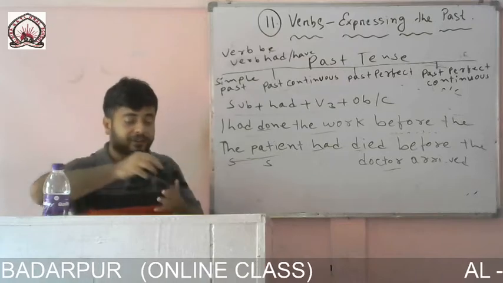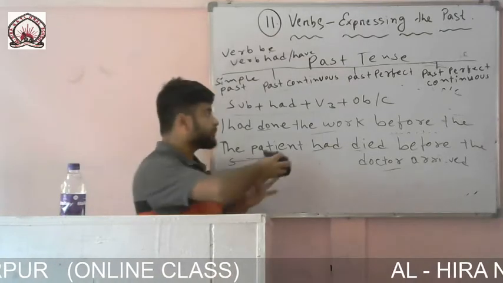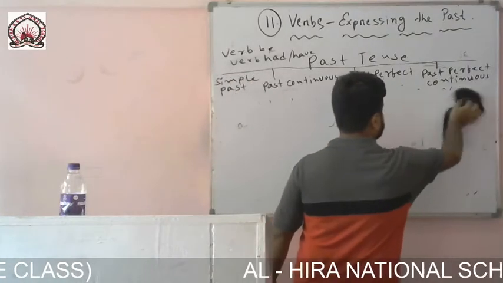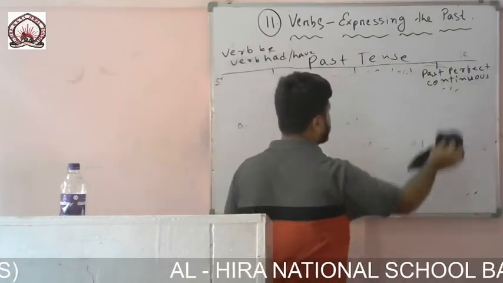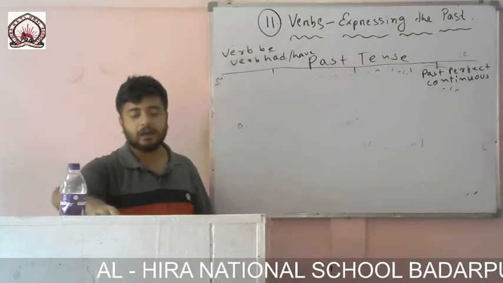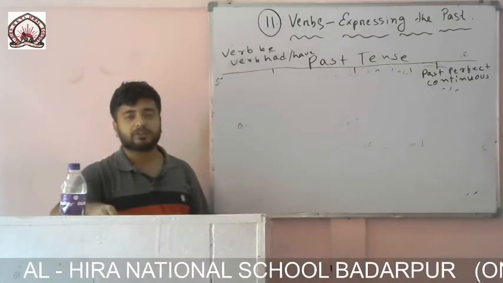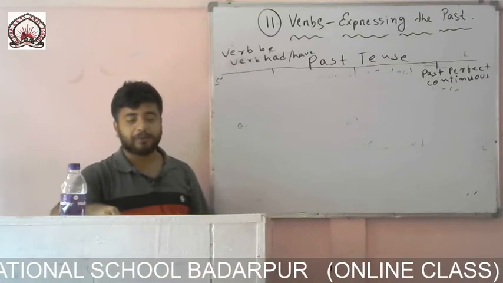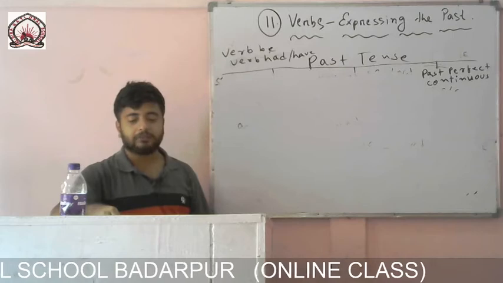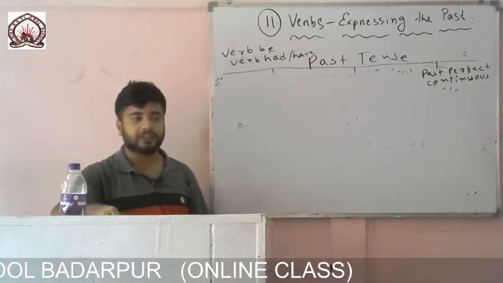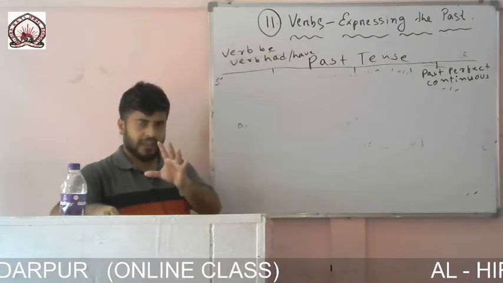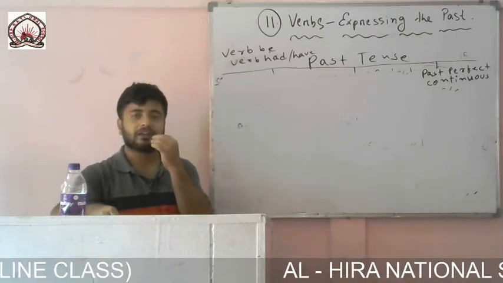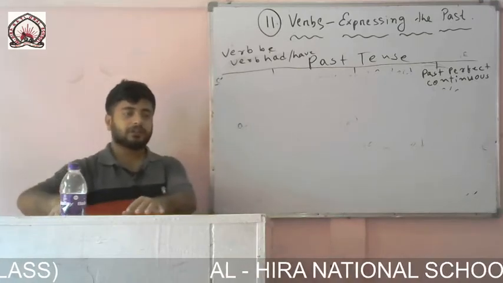Past perfect continuous tense. The last one, past perfect continuous tense. Now we use past perfect continuous tense for the action which started in the past, continued for some time, and finished in past time. Action started in the past, continued for some time, and then finished when? In past time.